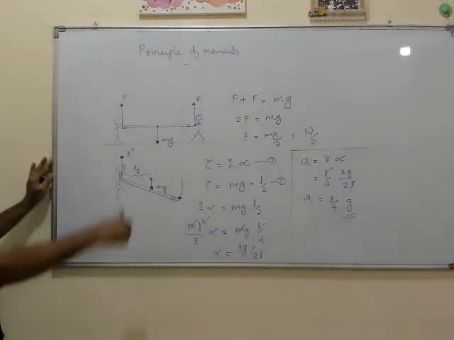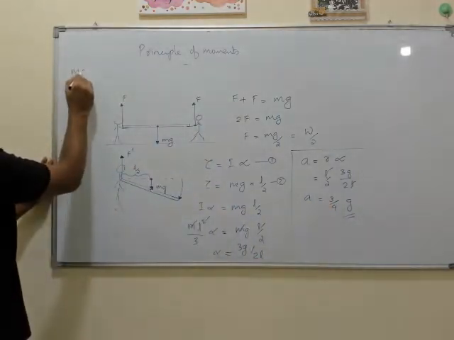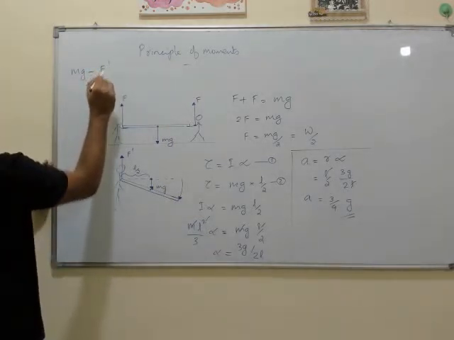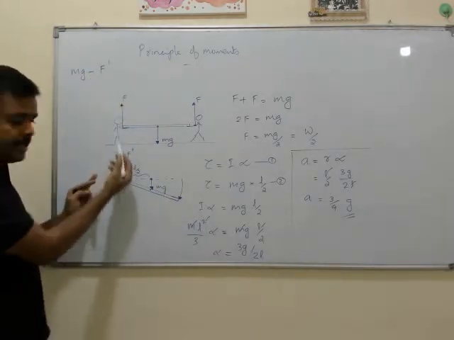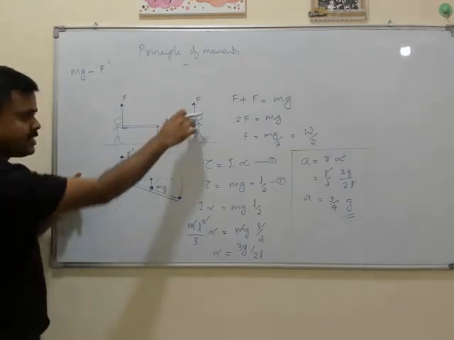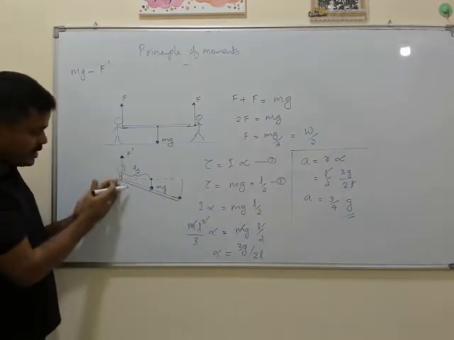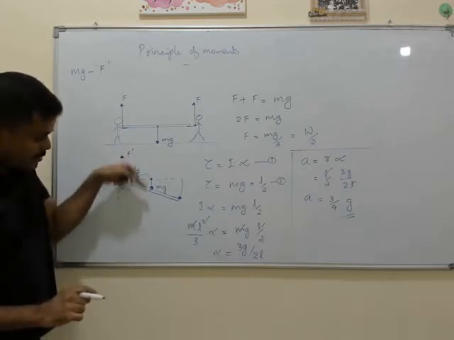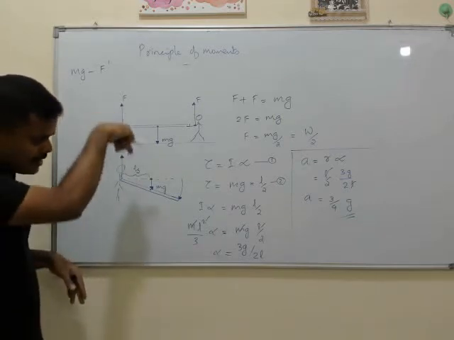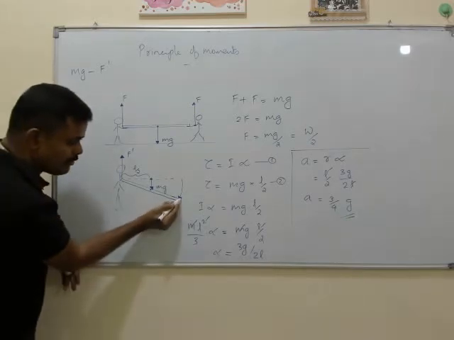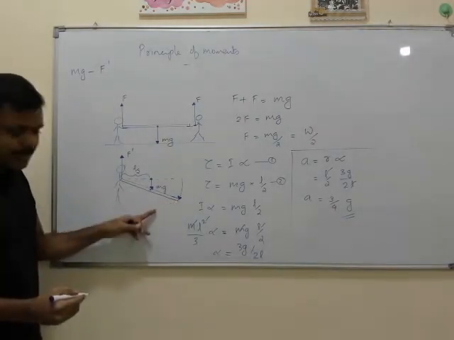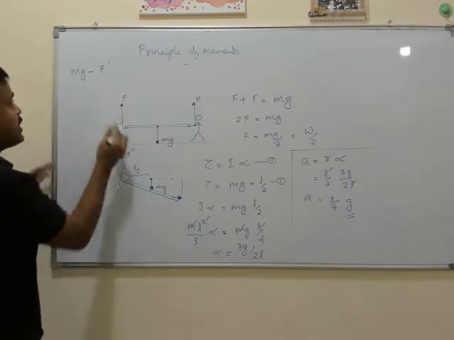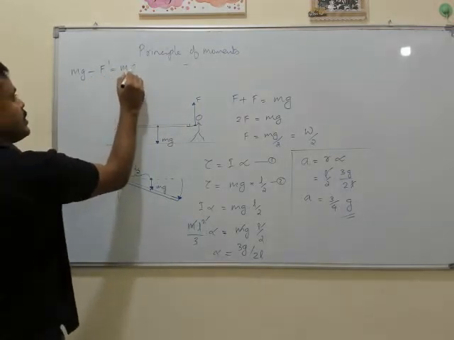So I can write the downward force mg minus the upward force F dash. There is only one normal reaction now, right? Normal reaction is F dash. The other end is let off now. Only this end is being supported now, so it has a normal force F dash. Mg is the downward force. It is coming down, so the downward force must be greater. So I take mg minus F dash is equal to ma.